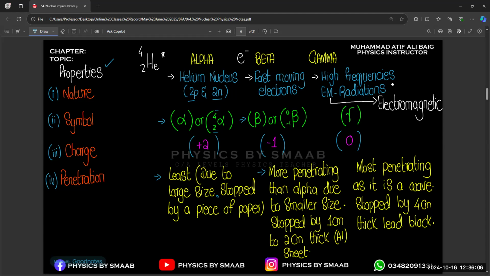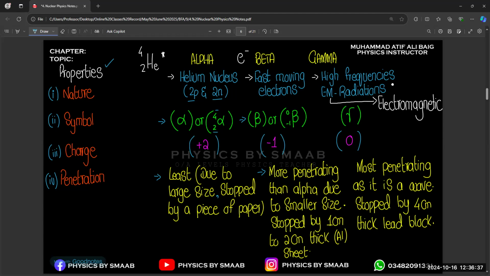And you can also compare with the example of the dart game. You know that the dart is very pointed, so a dart can easily penetrate into the board, right? In the same way, if you consider a very small mass, that small mass can easily penetrate through any object. But if you consider a very heavy mass, it will be difficult for the heavy mass to penetrate into the object.